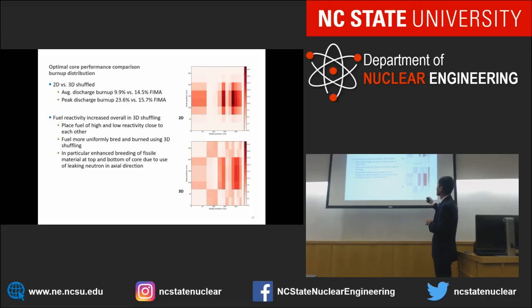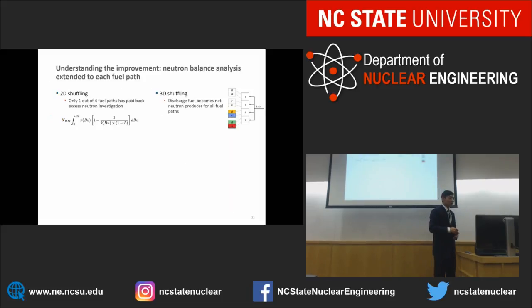This is a 2D case. You don't really see burnup on the top and bottom of the core because there are no neutrons. But if you look at the 3D map, fuel is loaded here, but then quickly they're moved to the top and bottom of the core where they are sitting next to the high reactivity fuel, they can receive neutrons and be transmuted to more usable fuel. So that's why we see more red color on the top and the bottom of the core. That is really helping us.